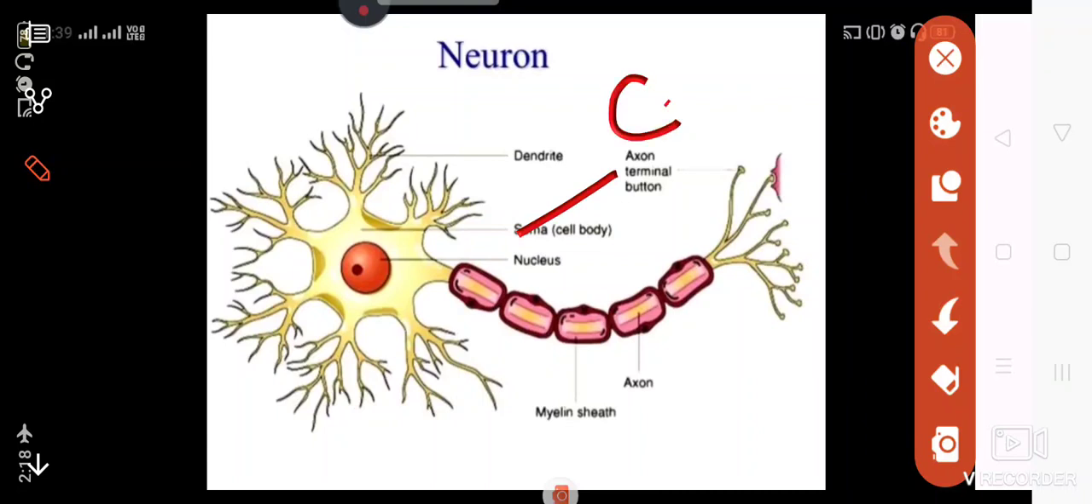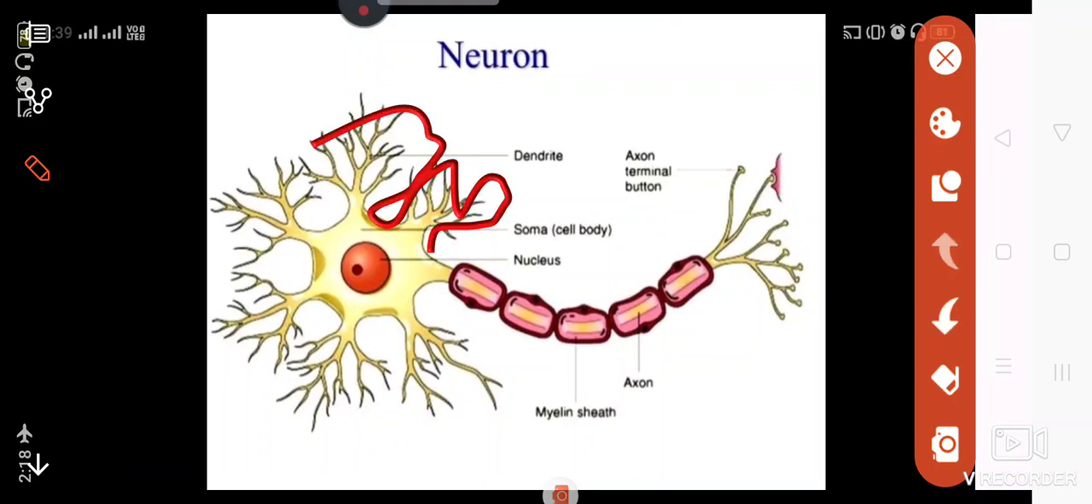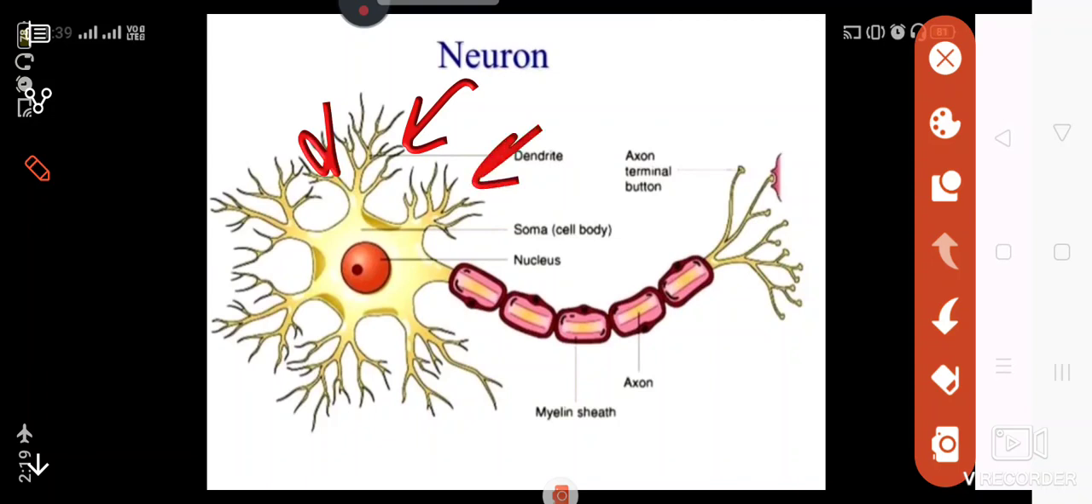It is also known as cyton or soma, or the cell body, which has the nucleus. All the cell organelles are also present here. It has cytoplasm also, and this extends in such a manner to form these branched structures which are known as dendrites. This structure, the dendrite, carries the nerve impulses from different organs to the cyton part.